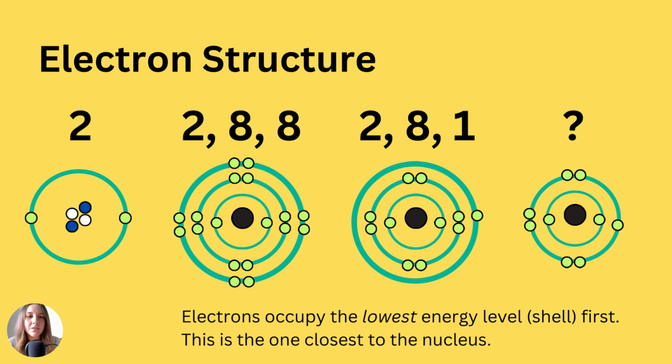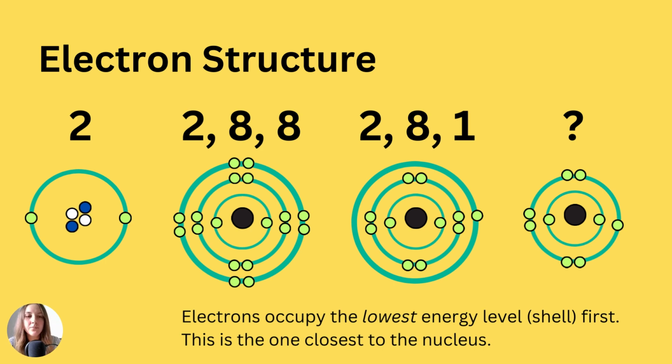So the first example you can see, we've got just a normal atom. You can see we've got two electrons that are in green, two protons in blue, and two neutrons in white. Notice that the number of protons is equal to the number of electrons, and that's the same in every case of an atom.